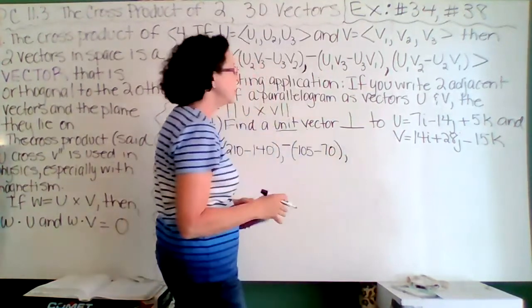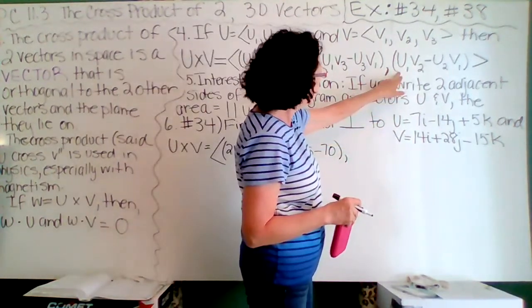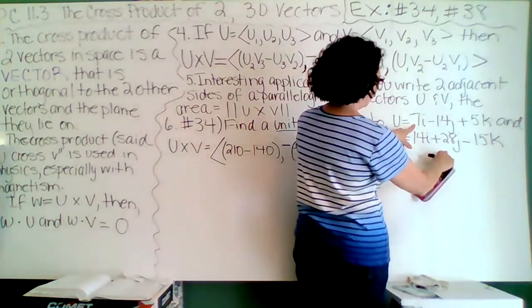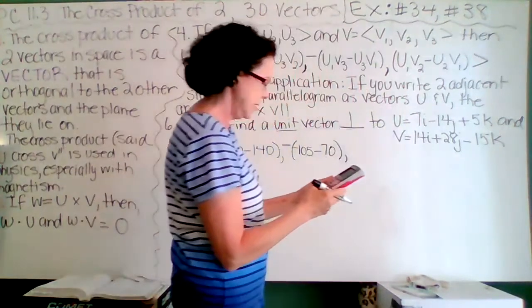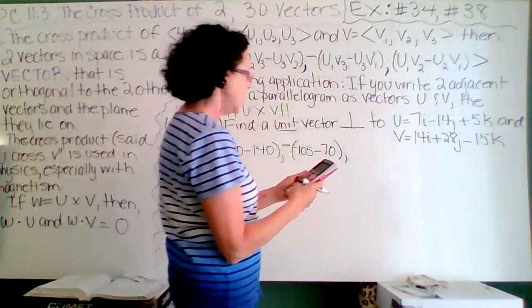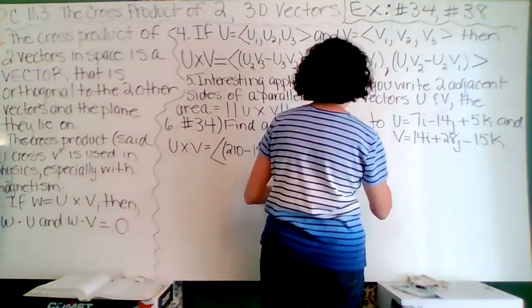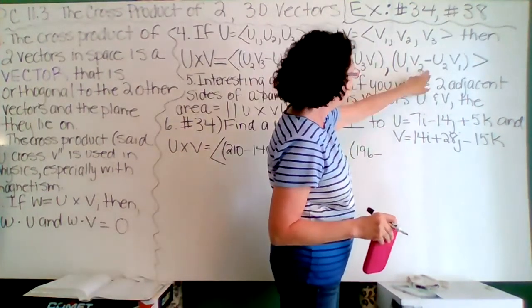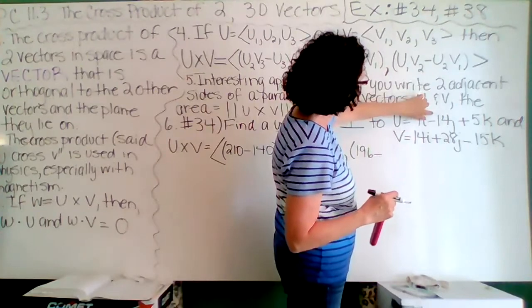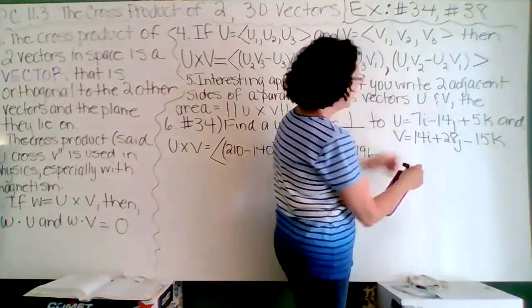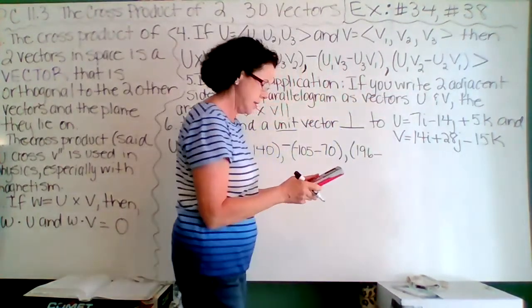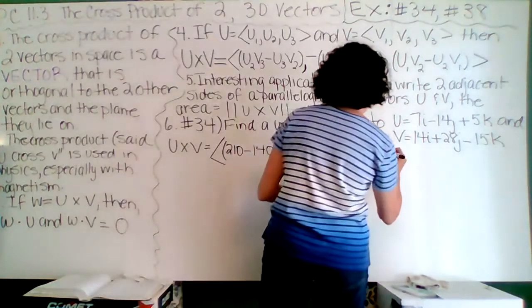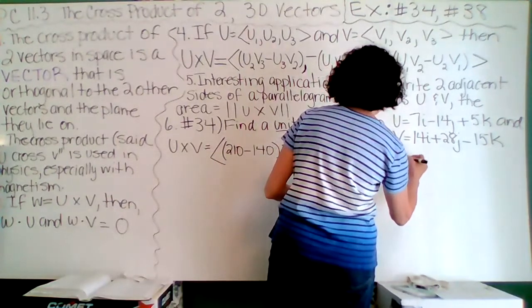For the last component, it is U1 times V2. That's 7 times 28, 196, minus U2 times V1. U2 times V1, negative 14 times 14, is minus 196.